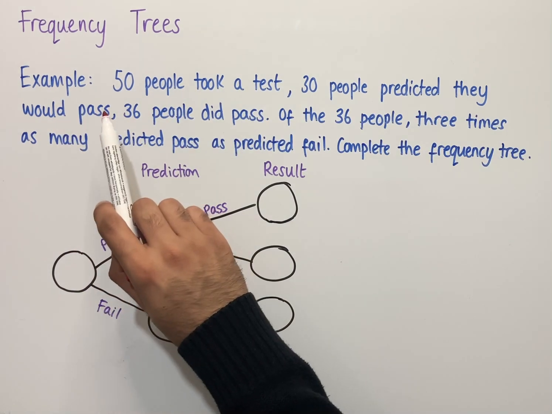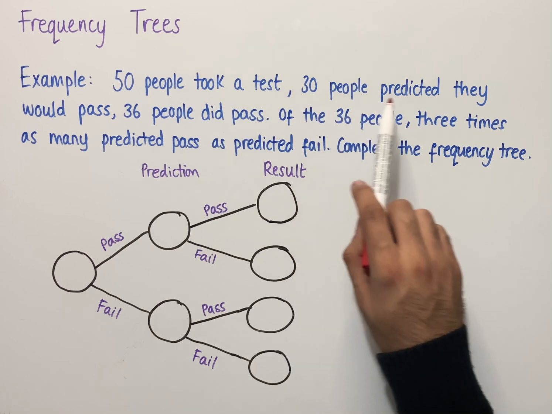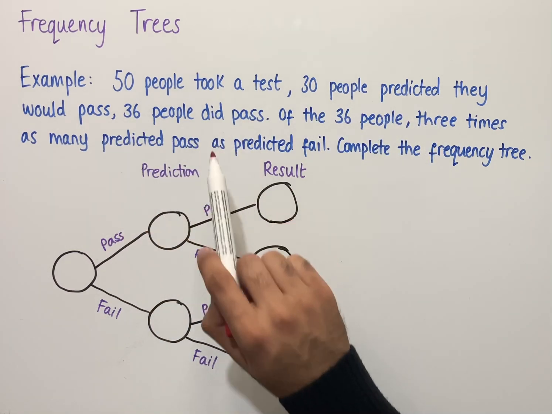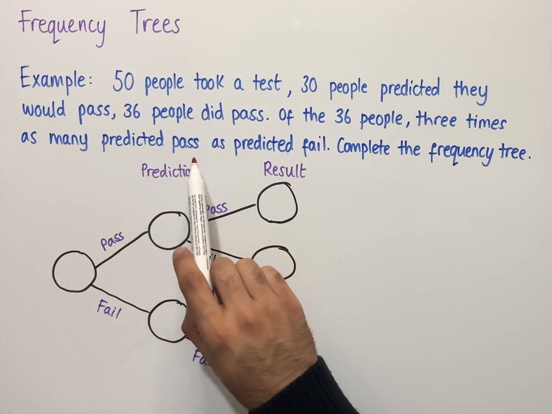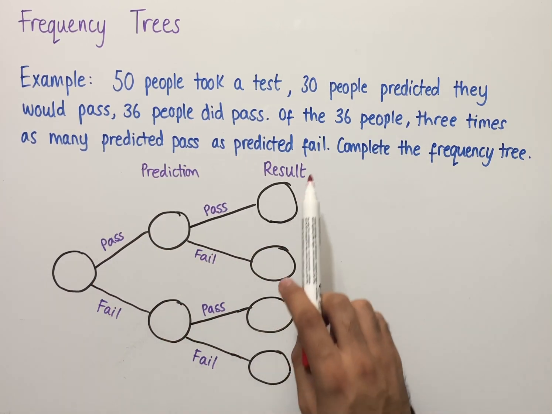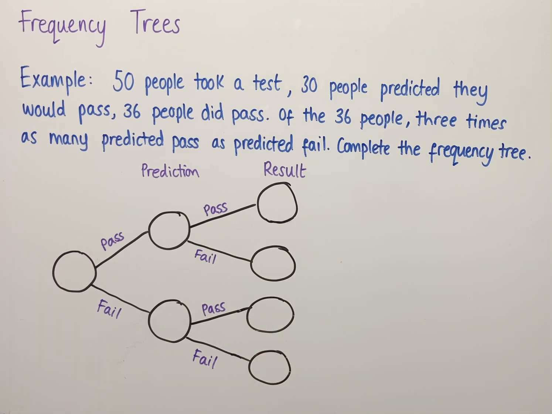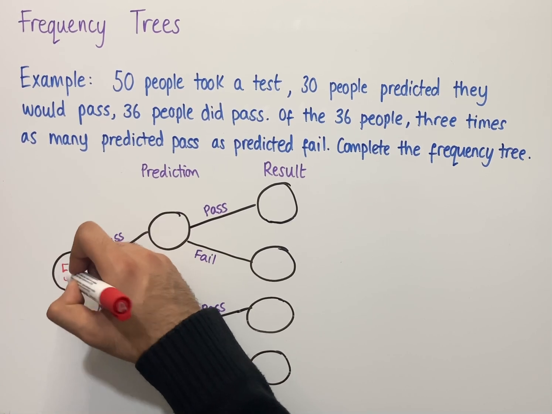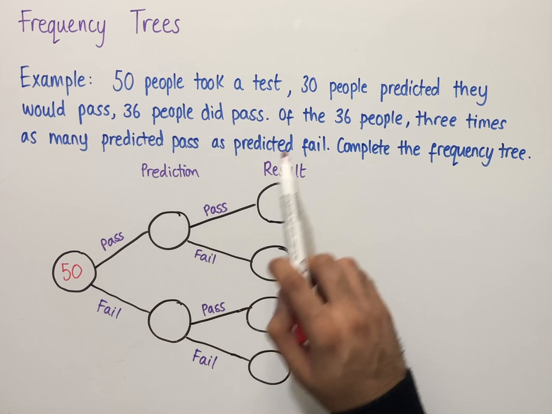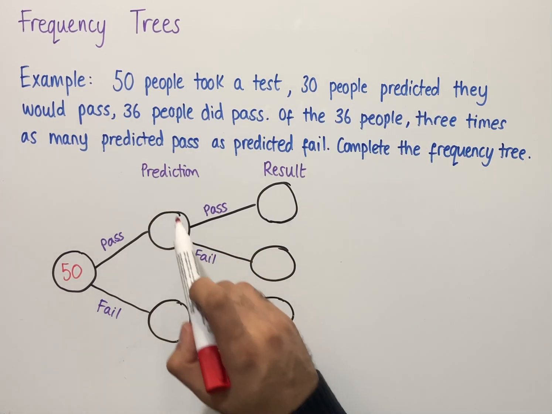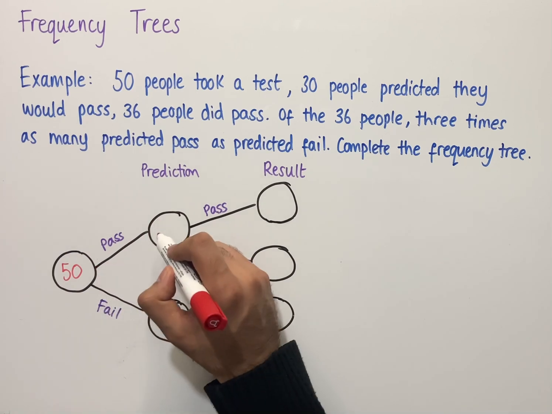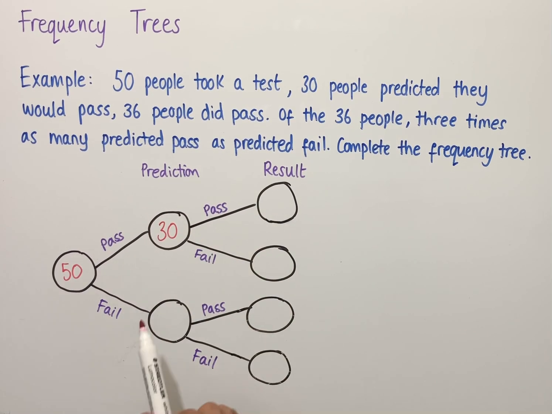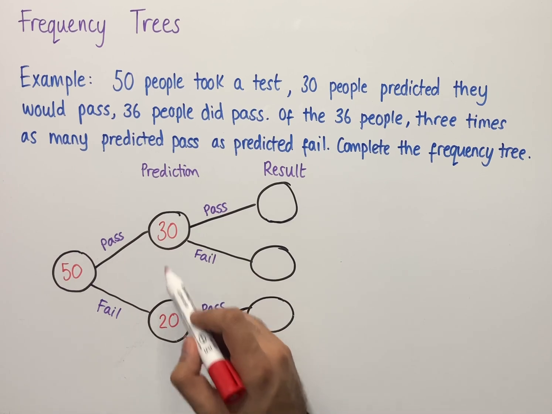Let's look at this final example, which says 50 people took a test, 30 people predicted they would pass, 36 people did pass. Of the 36 people, 3 times as many predicted pass as predicted fail. Complete the frequency tree. So this is very similar in wording to the example from before. However, there is a slight difference in this question. We have that 50 people took a test, and so 50 goes in the first circle. Of these 50 people, 30 people predicted they would pass. And so therefore, there must be 20 people that predicted fail, since both of these numbers must add up to make 50.